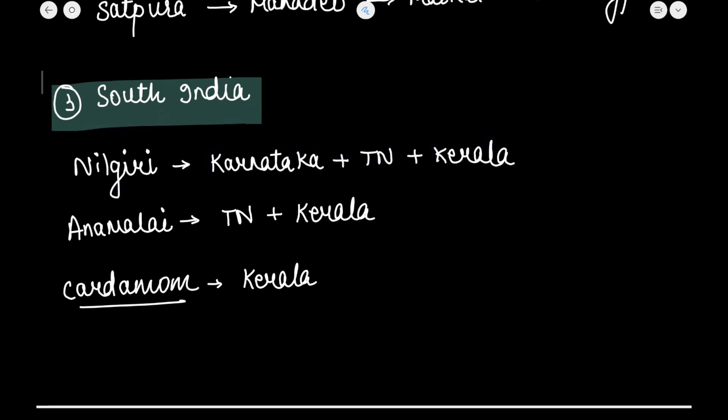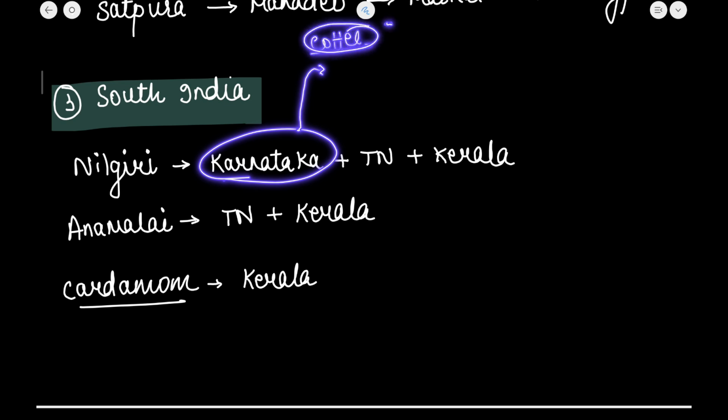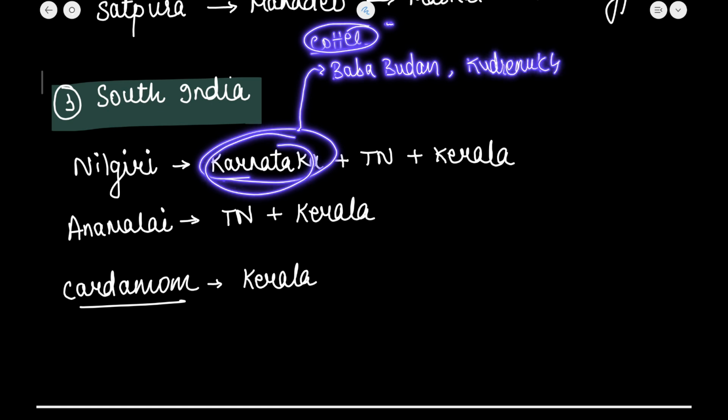Now let's move to Karnataka and see some of the important points. Now if I talk about Karnataka, Karnataka is famous for coffee, and some of the hills that are associated with the state of Karnataka are Baba Budan Hills, and next is Kudremukh Hills. These both hills are there in Karnataka. And if I talk about the highest peak in Karnataka, it is Mullayanagiri.